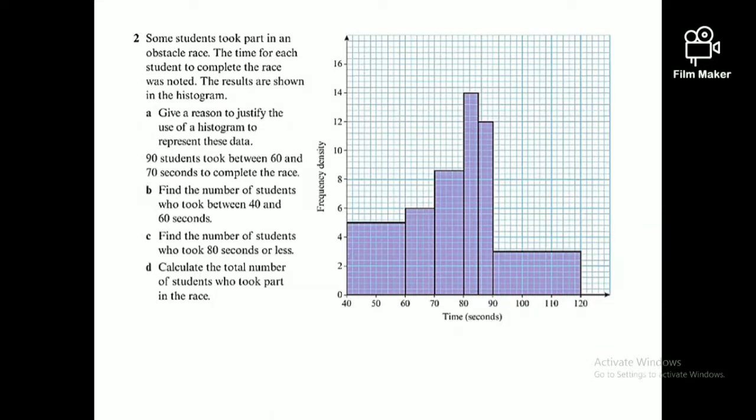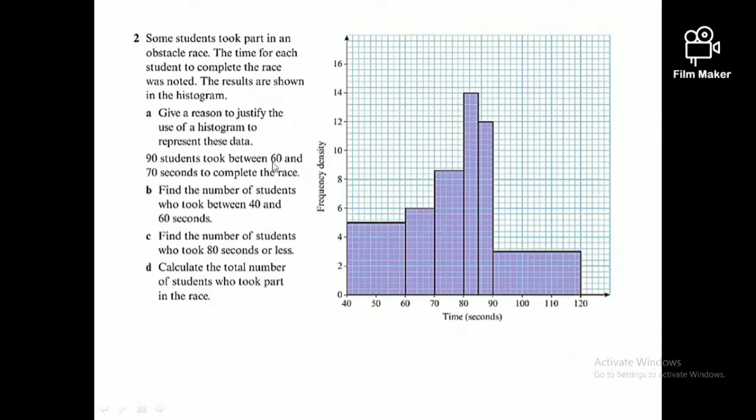Then let's come to this. 90 students took between 60 to 70 seconds. Then find the number of students who took between 40 to 60 seconds. Now, to find it, you know that this is a frequency density graph. Area represents the frequency.